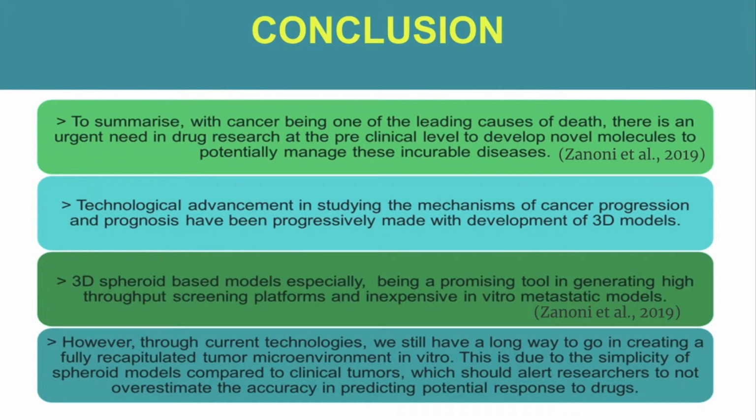To summarize, with cancer being one of the leading causes of death, there is an urgent need in drug research at the preclinical level to develop novel molecules to potentially manage these incurable diseases. Technological investment in studying the mechanisms of cancer progression and prognosis has been progressively made with the development of 3D models, 3D spheroid-based models especially being a promising tool in generating high-throughput screening platforms and inexpensive in vitro metastatic models.